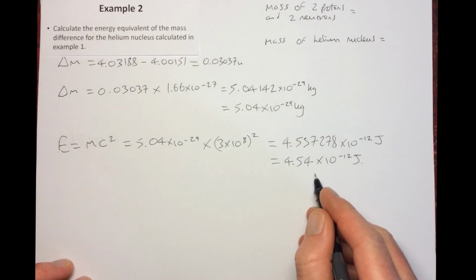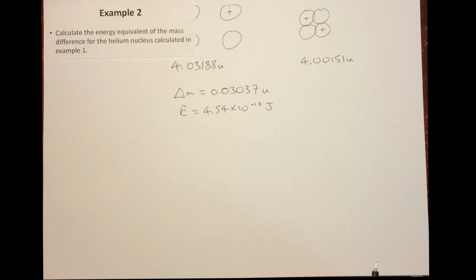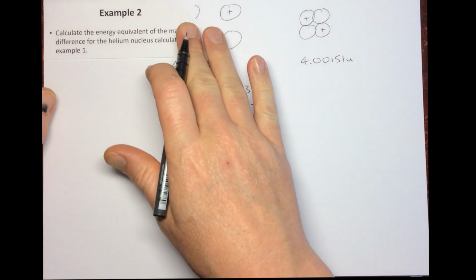You may not think that that's a huge amount of energy, and it's certainly not a huge amount of energy, but considering this is from one nucleus, from two microscopic protons and neutrons put together, that's a significant release of energy, considering those circumstances. So we've just done example 2, but let's just take a little look at that now.